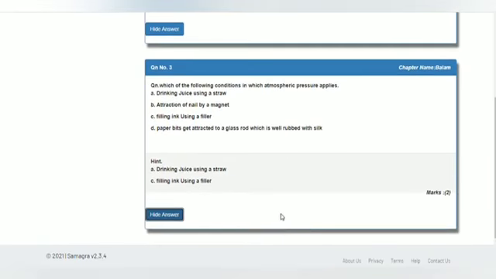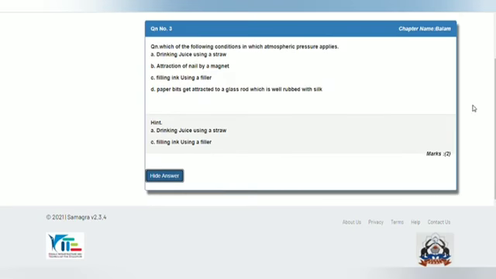Third question, which of the following are conditions in which atmospheric pressure applies? Drinking juice using a straw. Then filling ink using a filler.